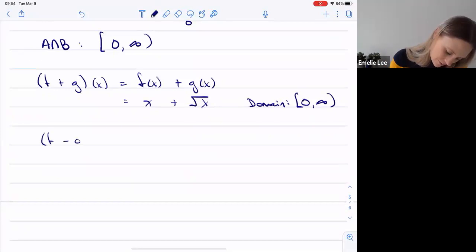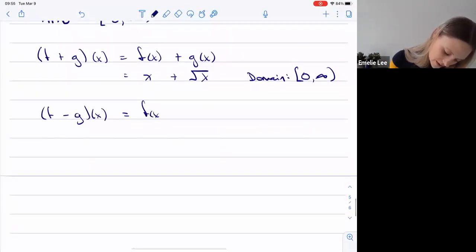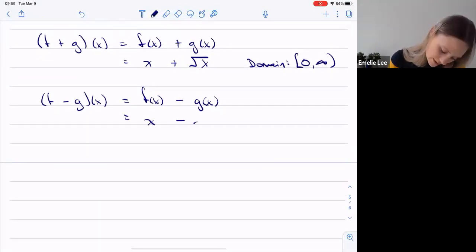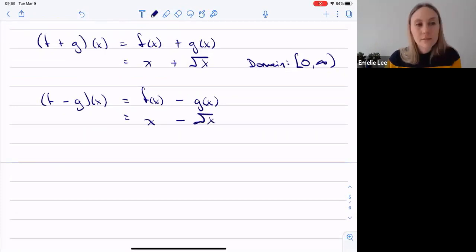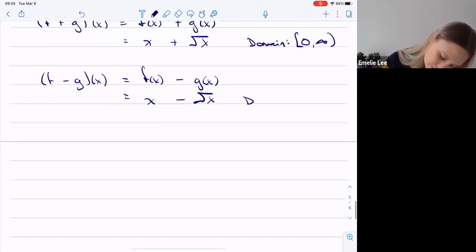Let's do f minus g of x. Well, that's the same as f of x minus g of x. What do you know? x minus the root of x. All right, as simple as just plugging it in, and if you see a simplification, go for it. If you don't, it probably isn't there. So the domain here, again, is from 0 to infinity.